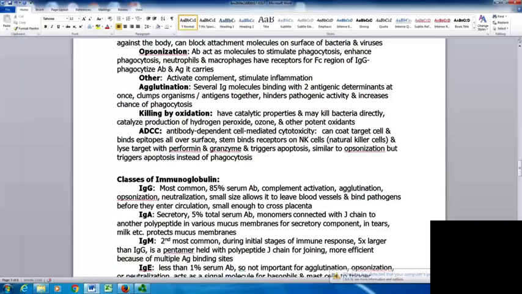These will be used to trigger apoptosis. It is similar to opsonization, but with opsonization, you're going to enhance phagocytosis, and with this, you're going to trigger apoptosis instead of phagocytosis. So it triggers apoptosis in this one instead of phagocytosis.